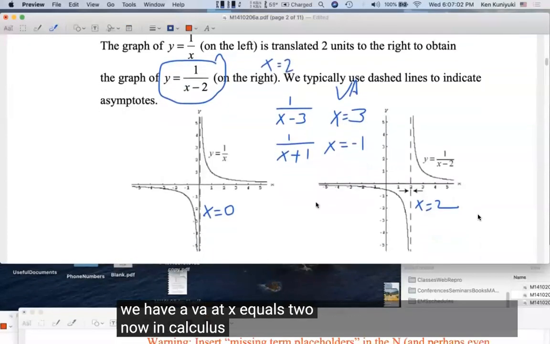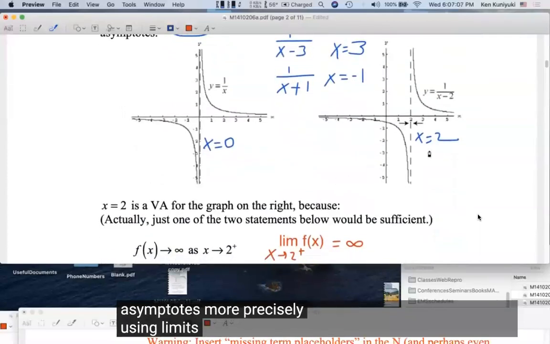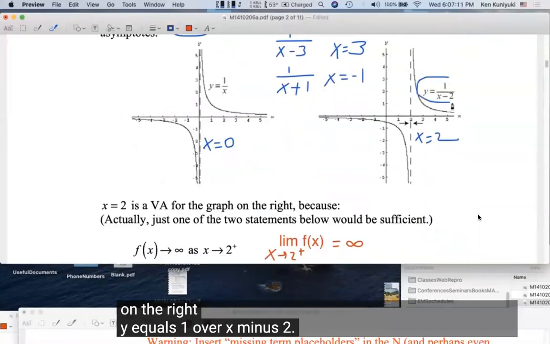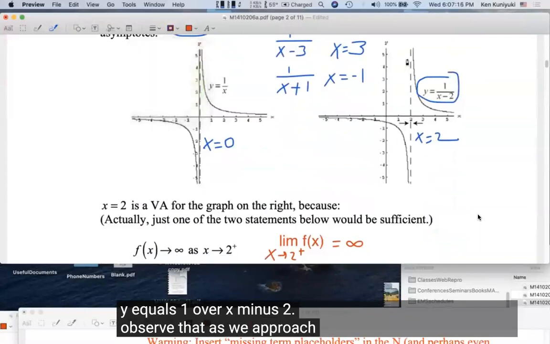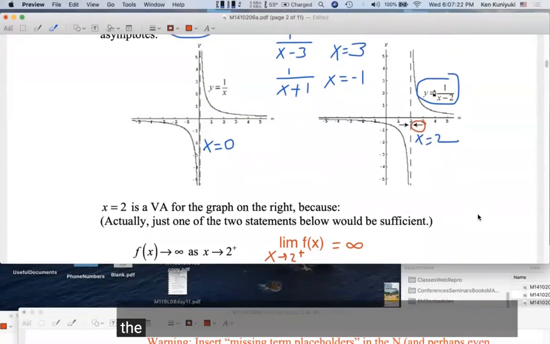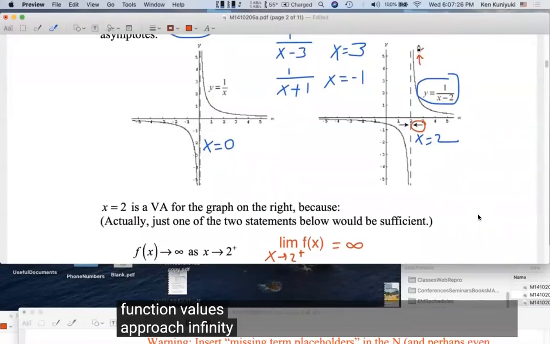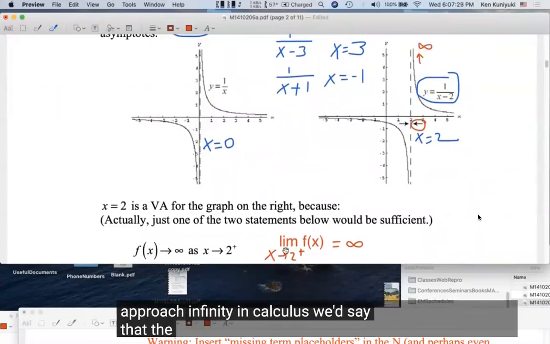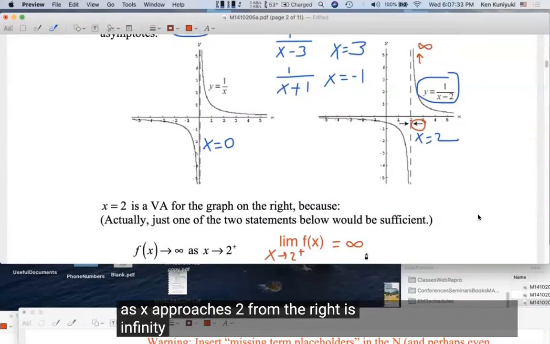Now in calculus, you define vertical asymptotes more precisely using limits. Take a look at this graph on the right. y equals 1 over x minus 2. Observe that as we approach the vertical line x equals 2 from the right, the y-coordinates along the graph, the function values, approach infinity. In calculus, we'd say that the limit of f of x as x approaches 2 from the right is infinity.